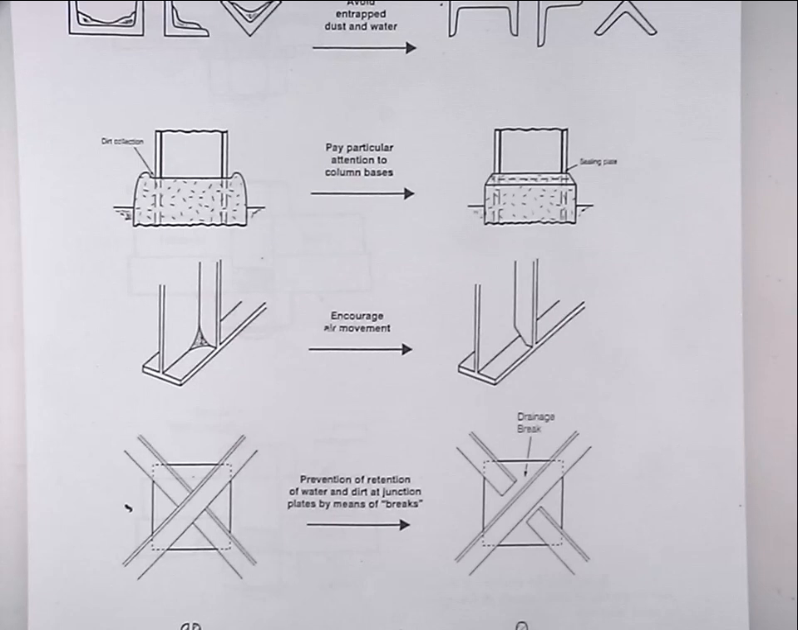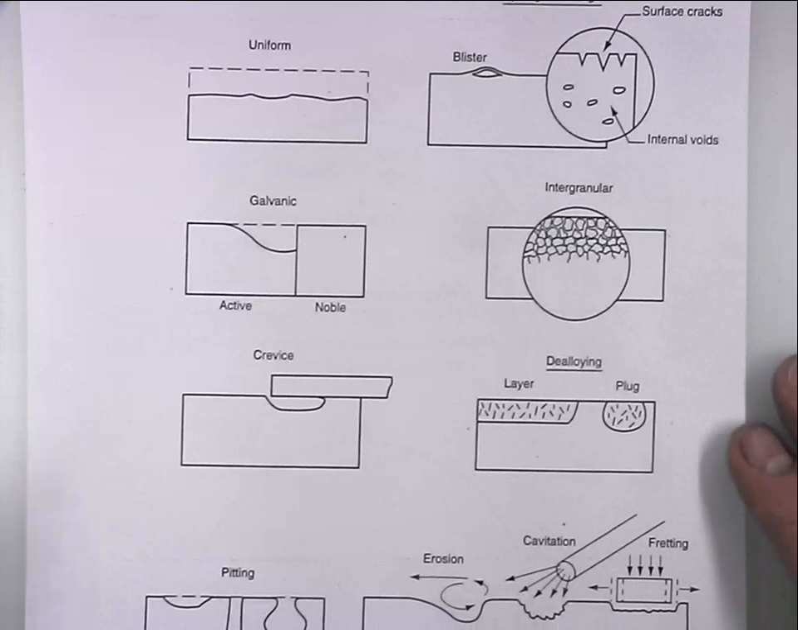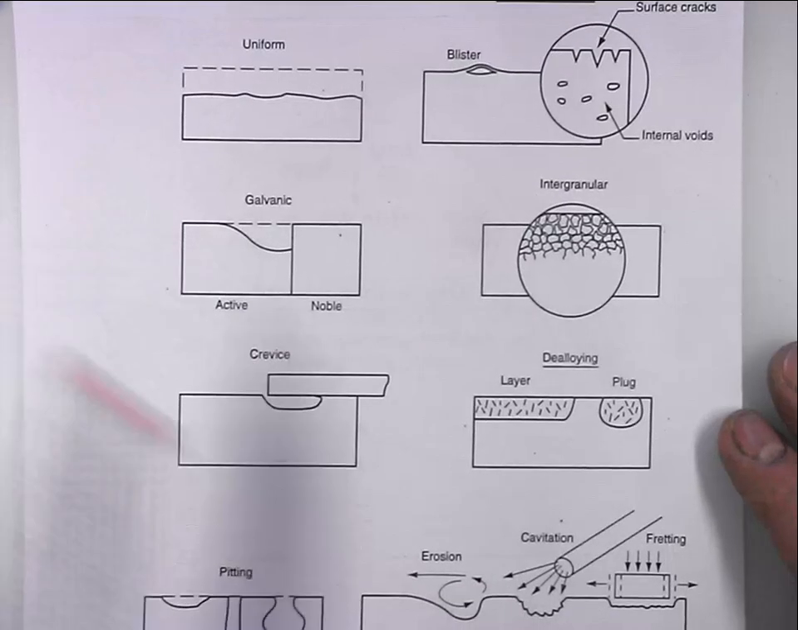So we've dealt with uniform, we've dealt with galvanic. We've said you can get de-alloying, and the common one is in brass, is de-zincification, where the zinc is preferentially leached out of the copper zinc alloy.